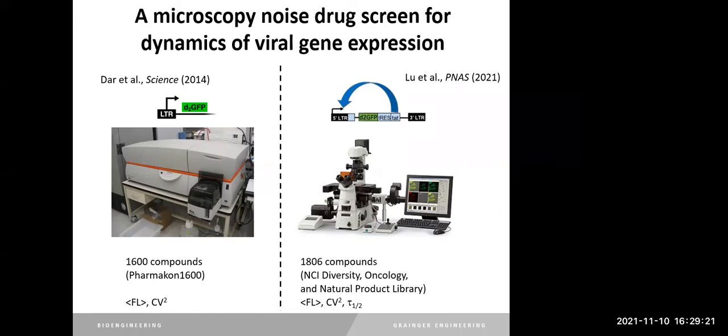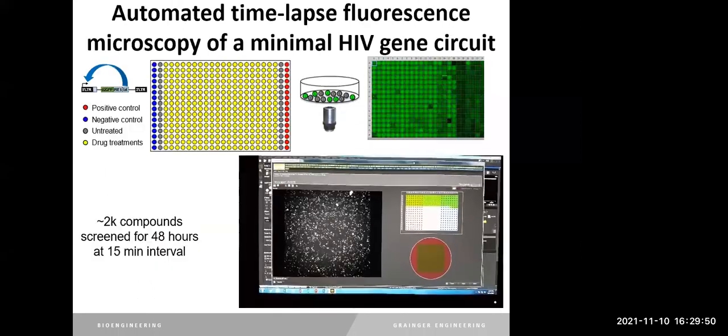So this has an environmental chamber and XY stage that it's fully motorized and autofocus and everything that's needed. In his case, in this drug screen, we screened over 1,800 compounds from a National Cancer Institute diversity library, and we're able to capture, in addition to the noise magnitude, we're also capturing dynamics, or the correlation time.